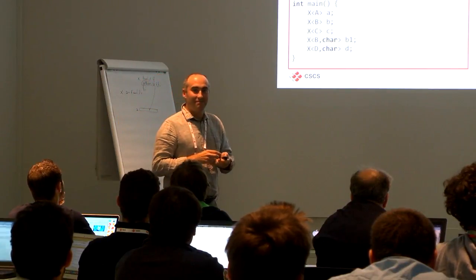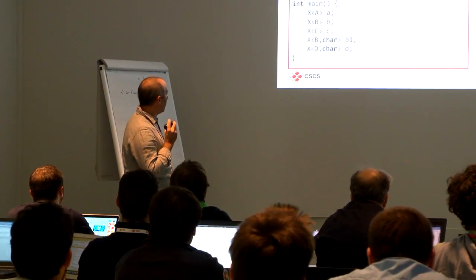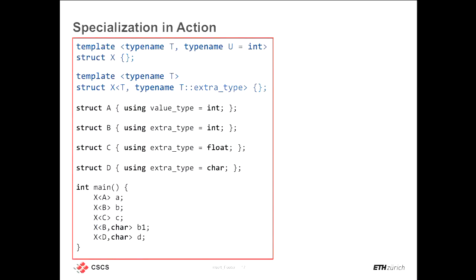Not many hands. So the idea here is that for XA, you go looking for the primary template. A is the first template argument, the second one is integer. Now we go down and search for the specialization. Now we go to T and T extra type. Now A doesn't have an extra type, it has a value type. There's a difference, so it doesn't match, and this is SFINAE. So SFINAE kicks in, this candidate will be thrown away as non-valid, and you stick with the primary template.